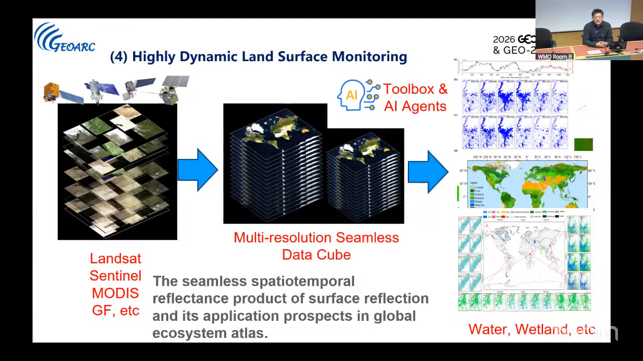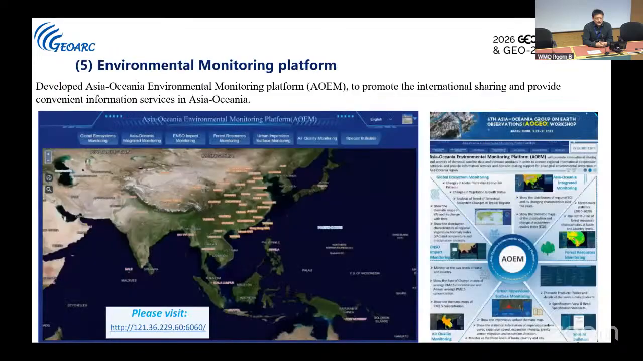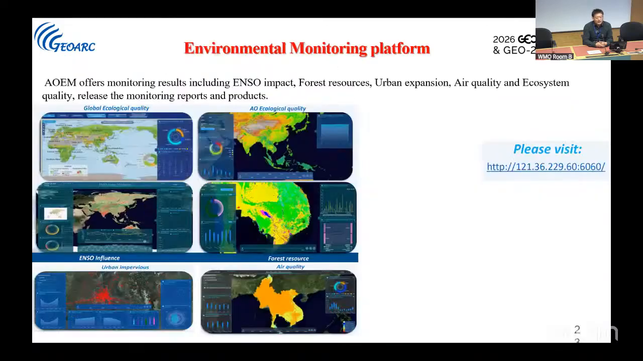And that seamless data can show the continuous dynamic variation of land surface that may be more resourceful and better. Okay, next, please. Okay, so based on the data and based on the applications, we can build a platform to do the environmental monitoring.